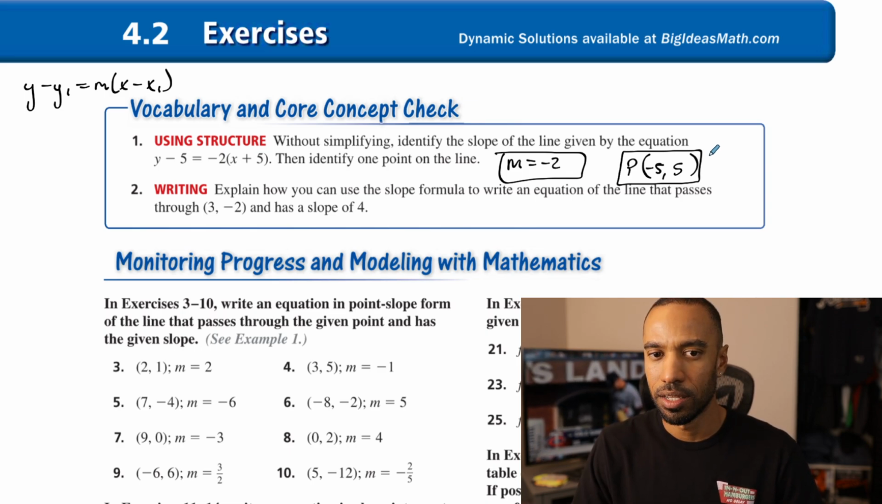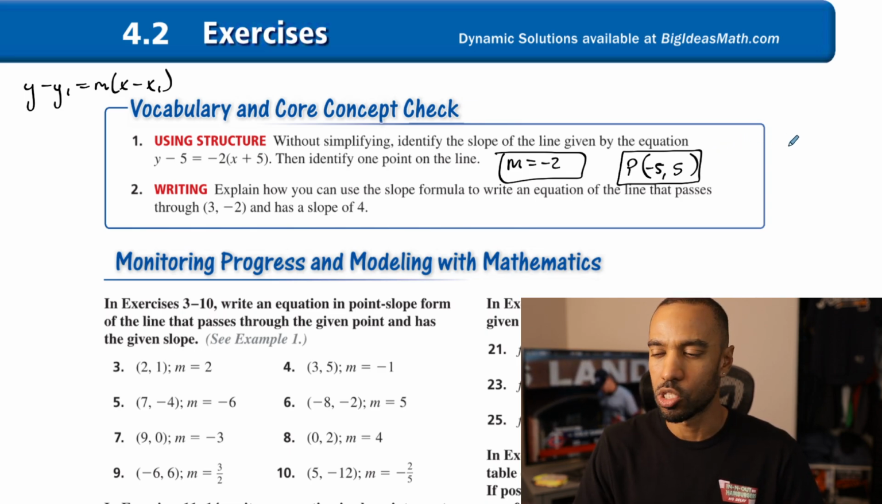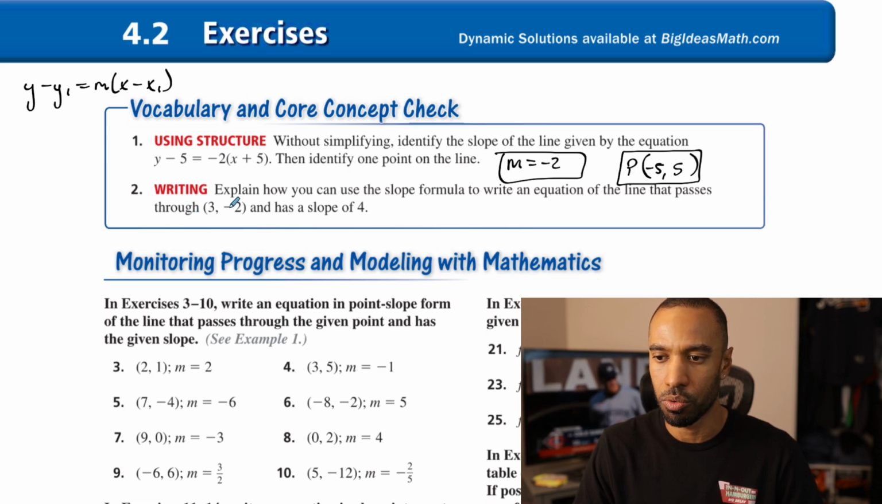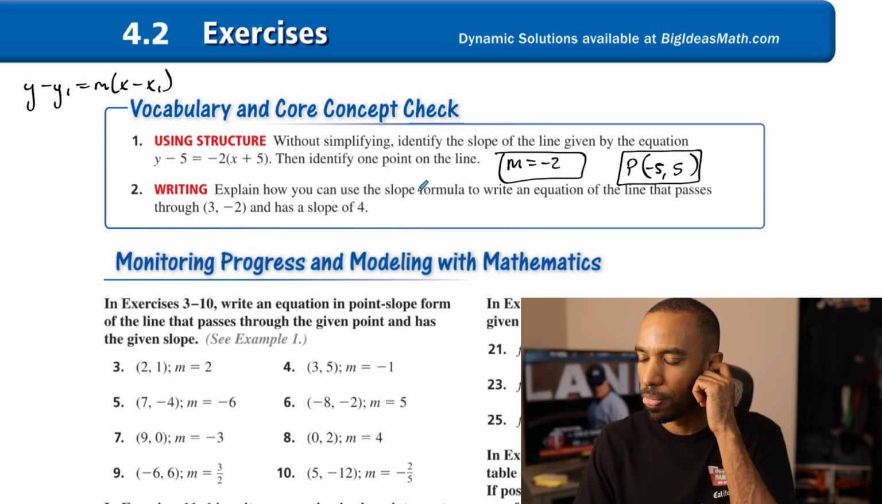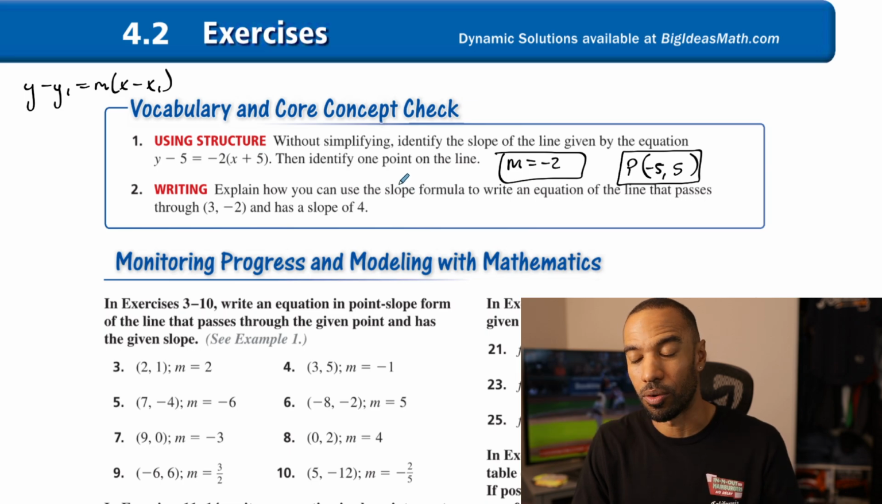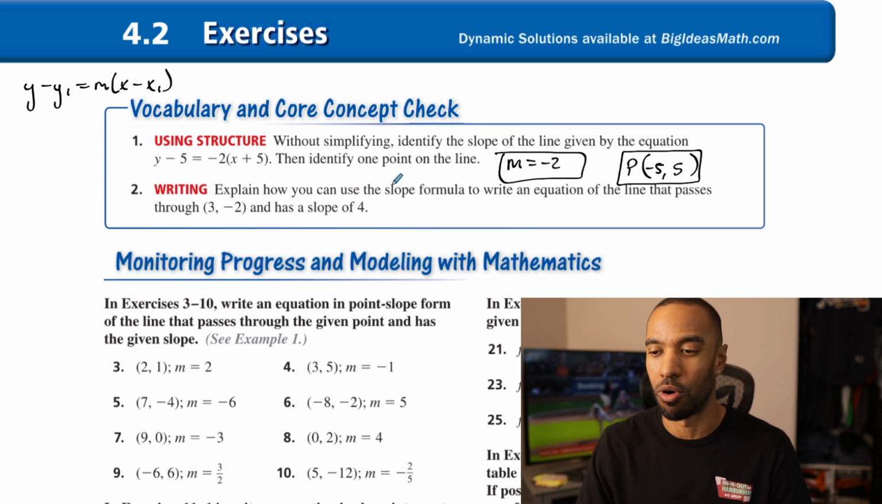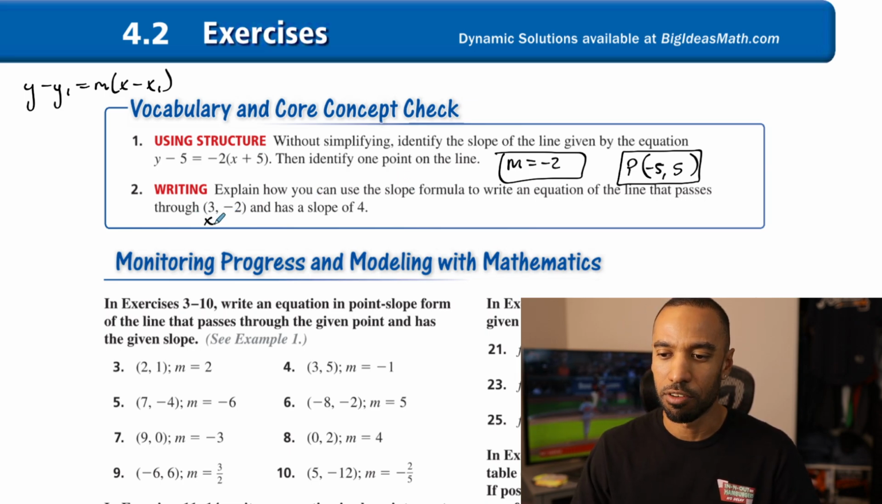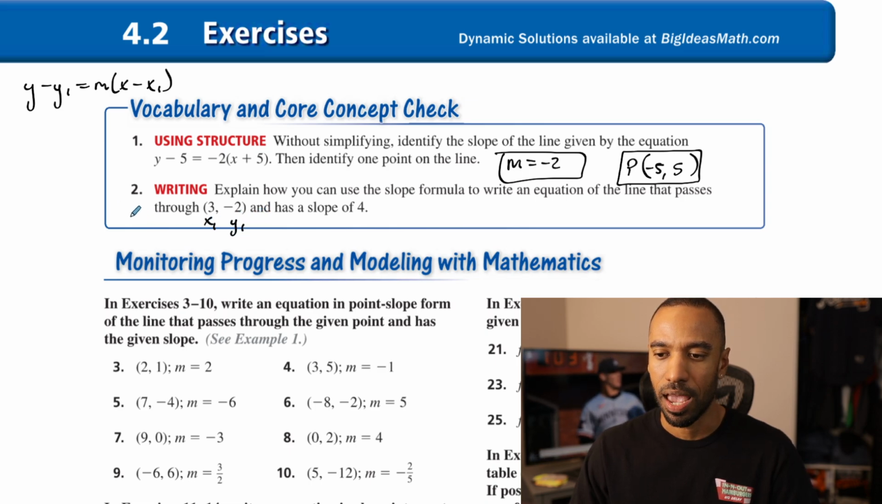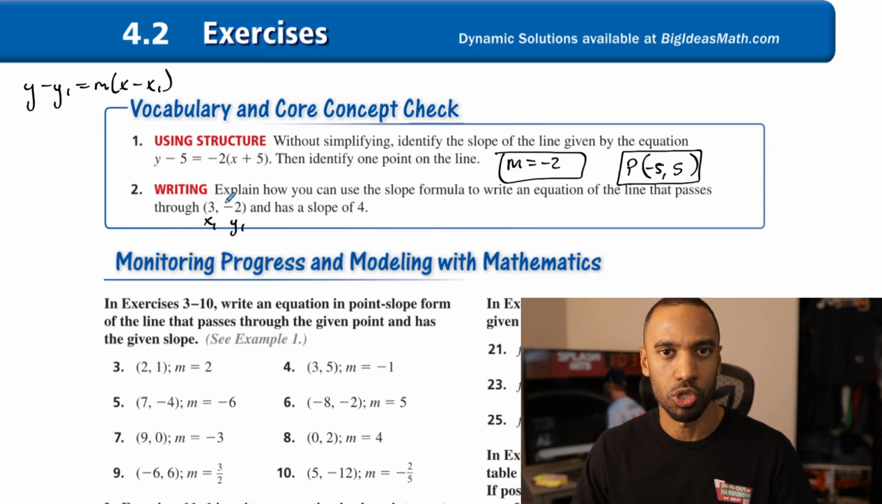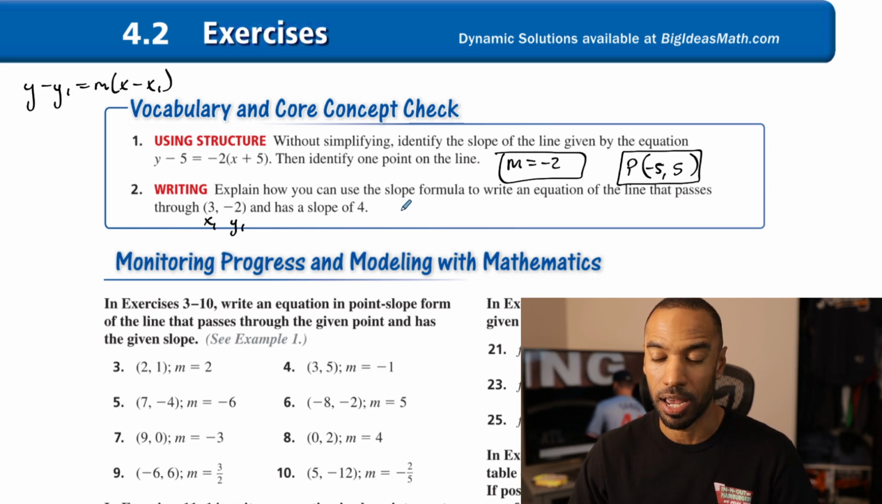Number 2, in writing, explain how you can use the slope formula to write an equation of the line that passes through 3, negative 2, and has a slope of 4. I use the slope formula. Okay, well, I'm not going to go based off of the slope formula, but what you can do is plug these in for the x1, y1, and then you'll have your x2, y2 just be some random x, y. I'm not going to explain it. I'm going to actually do it.